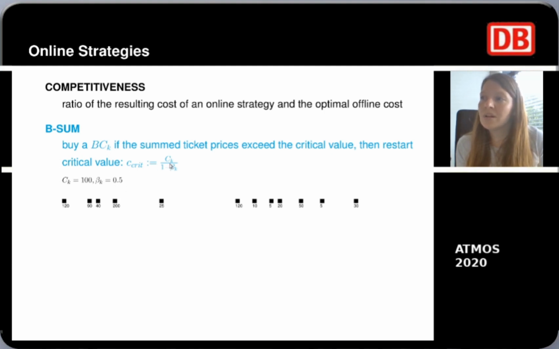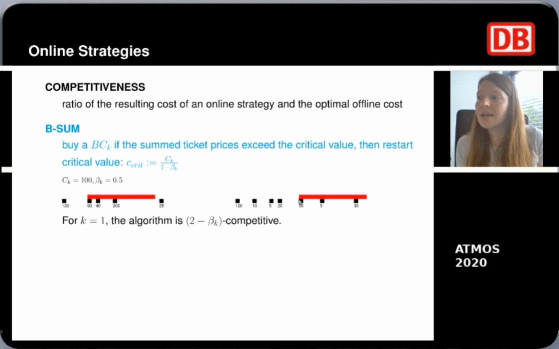then we have a so-called critical value, which is 100 divided by 1 minus 0.5, so 200, which means we would sum up ticket prices until we exceed a value of 200, which would happen here at this point. And then we would have here our reduced ticket prices, and then we start over. So we start summing up here, 25 plus 120, and so on. And here is the next point where we exceed this critical value, so I would purchase another BahnCard.